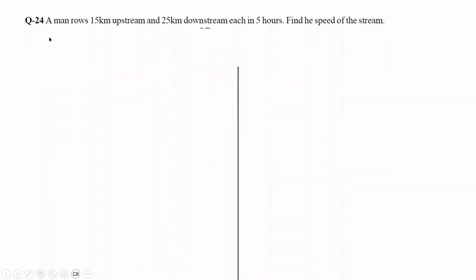Moving on to the next question. A man rows 15 km upstream and 25 km downstream each in 5 hours. Find the speed of the stream. So, here the distance travelled upstream is 15 km in 5 hours and distance travelled downstream is 25 km in 5 hours. We have to find the speed of the stream.